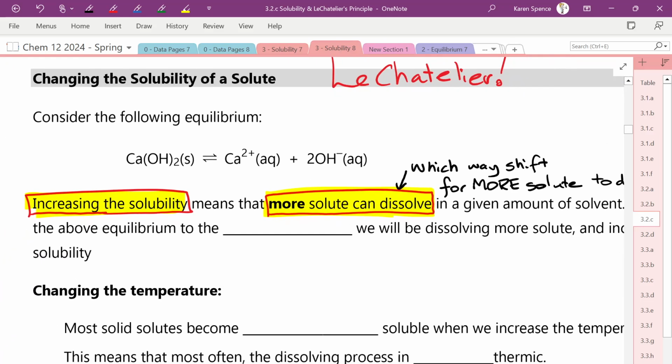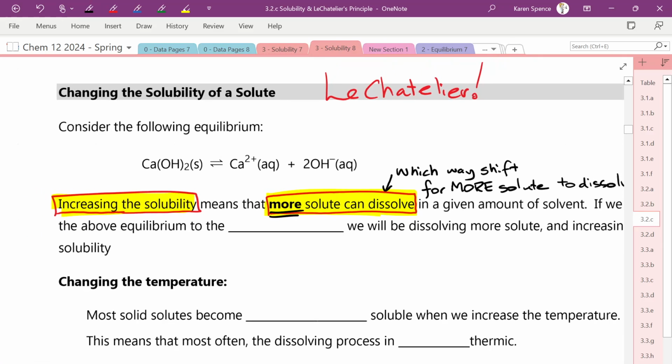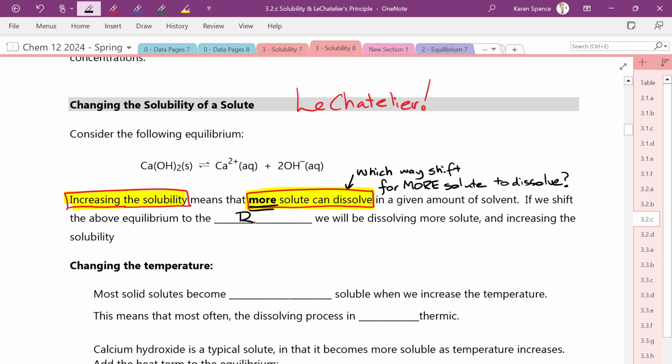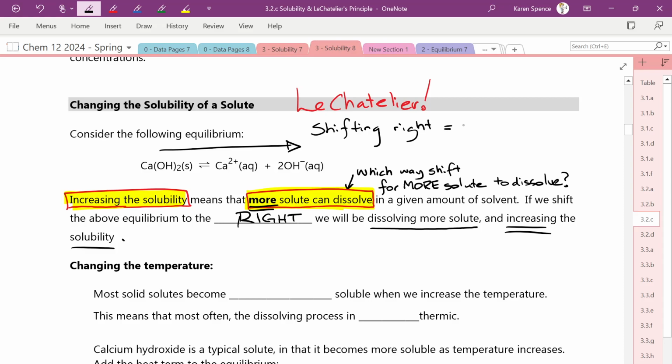So in order to dissolve more solute, if we shift the above equilibrium to the right, we will be dissolving more solute. And that is going to increase the solubility because we're dissolving more of the solute. So shifting right is increasing solubility.